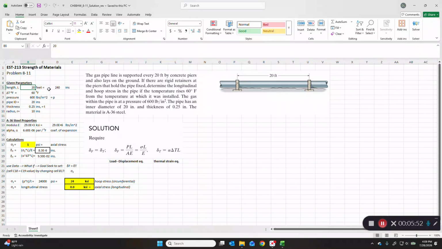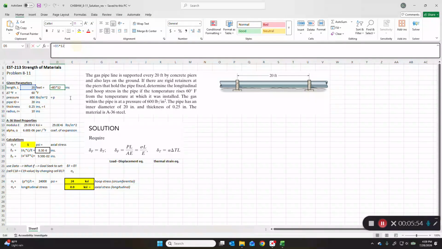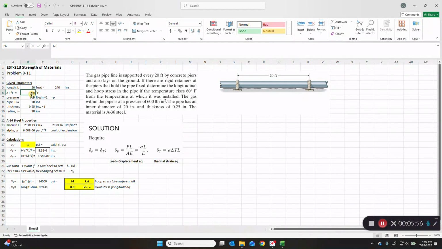Enter the length, convert it to inches by multiplying it by 12. Delta T was given. We don't know the original temperature, we don't need it. The pressure in the pipe, 600 psi, that's lowercase p. The ID, 20 inches. That means the radius is half of that, 10 inches. That's R. The thickness, lowercase t, was given, a quarter inch. So those are your givens.